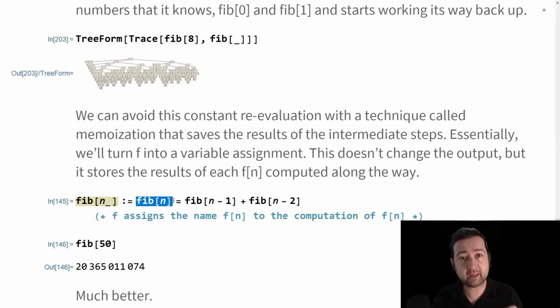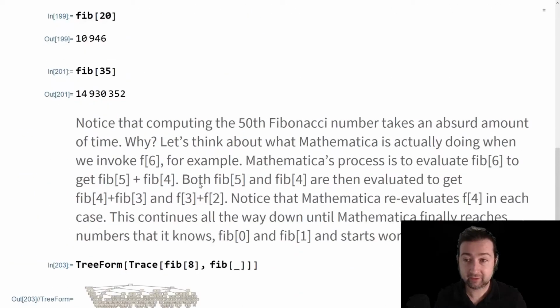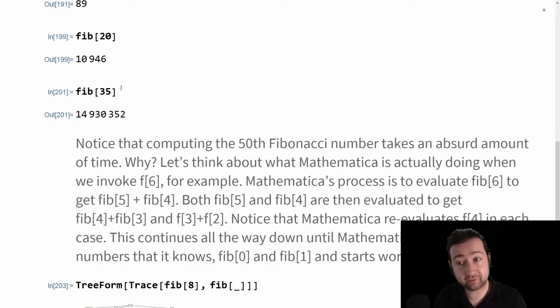Because the way that Mathematica acts is it always tries to call the most specific variable name it can find. So if Mathematica sees fib 8, and on the one hand it has a function definition that it can compute fib 8 with, but on the other hand it's stored something called fib 8 in memory, it will just pull the fib 8 from memory and use it instead of recomputing it. So now, it took a long time to compute fib 35.